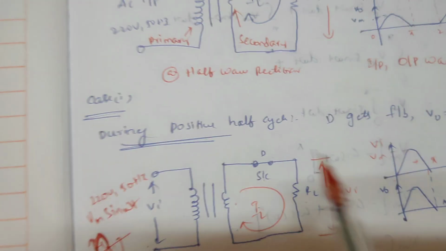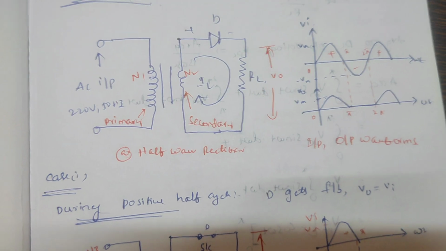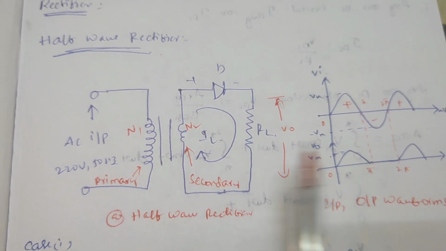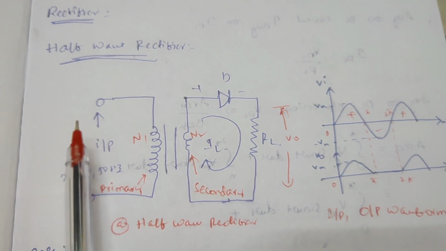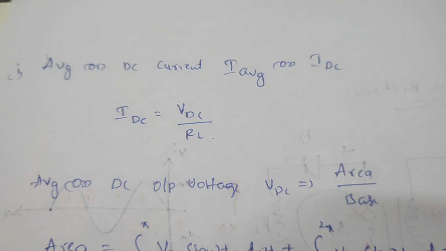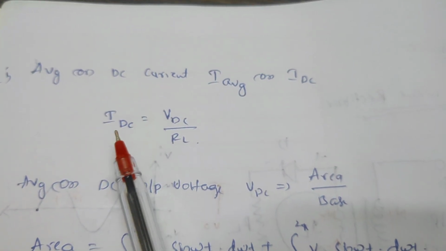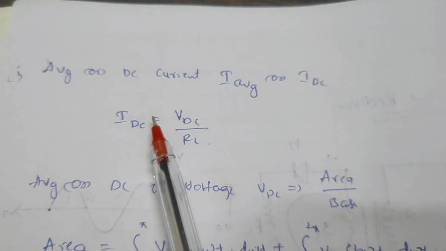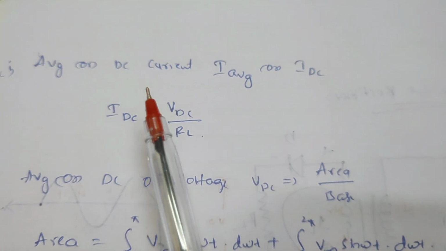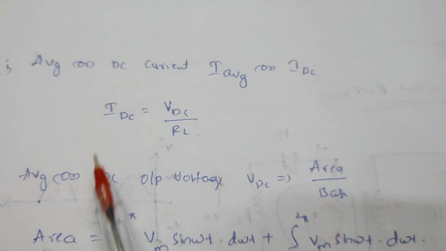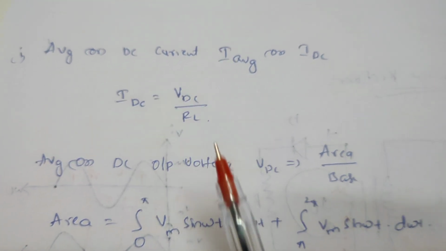Here only half of the input wave is rectified, so it is called a half-wave rectifier. Now we will see some parameters of that half-wave rectifier. The parameters are average current, average voltage, RMS current, AC power, DC power, efficiency, and ripple factor.